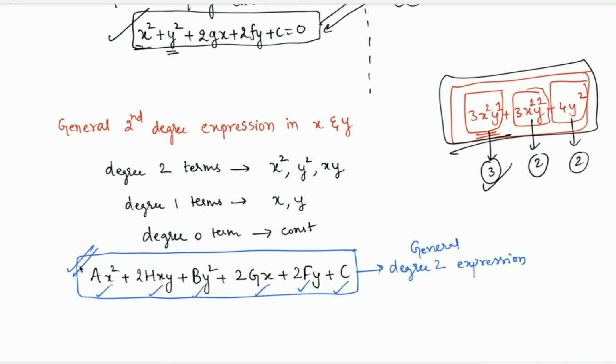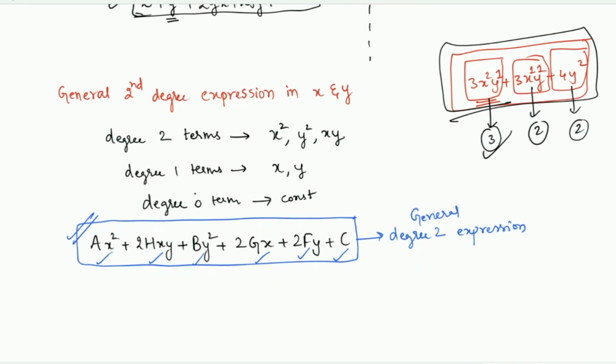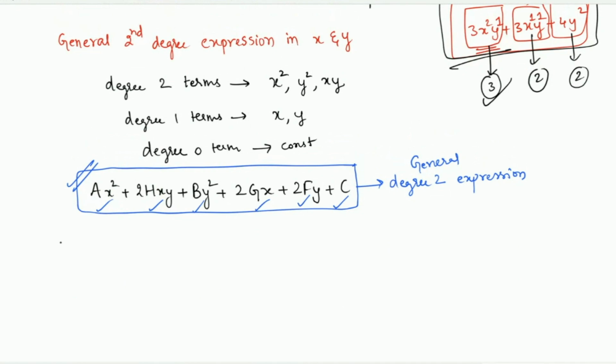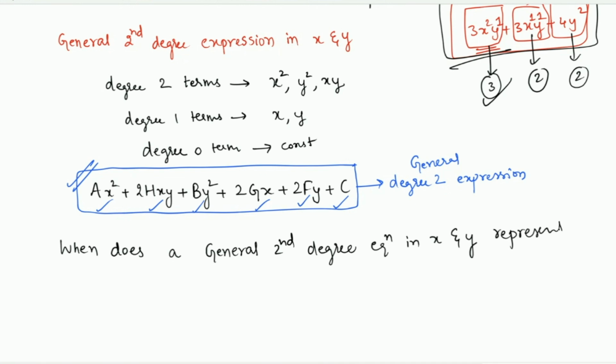So this is called a general second degree expression. X coefficient we are calling 2g, y coefficient 2f, xy coefficient 2h, a is the x square coefficient, b is the y square coefficient. All right. Now my question is this: when does a general second degree expression in x and y represent a circle equation? When no xy term is there.